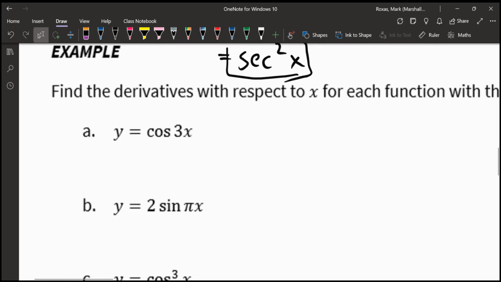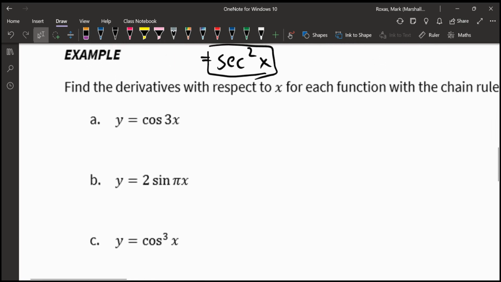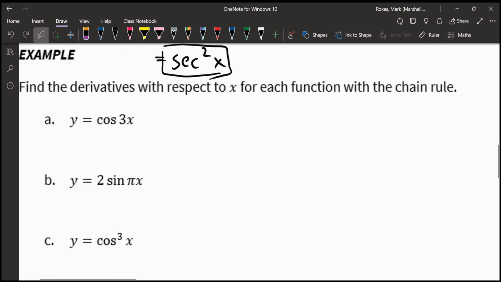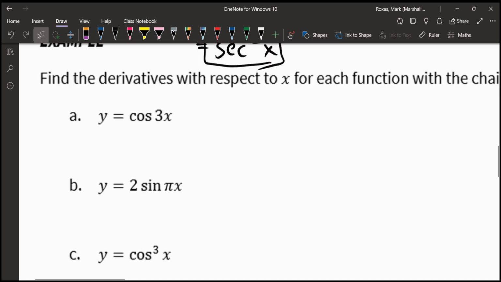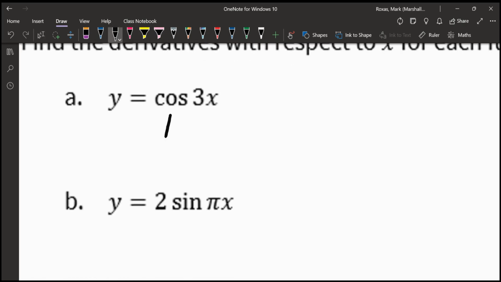All right. Find the derivatives with respect to x for each function with a chain rule. So let's apply the chain rule with trig functions. So recall chain rule. We have an outside function, right? So the cosine function is the outside function. Okay, and you treat the argument of cosine as the inside function.